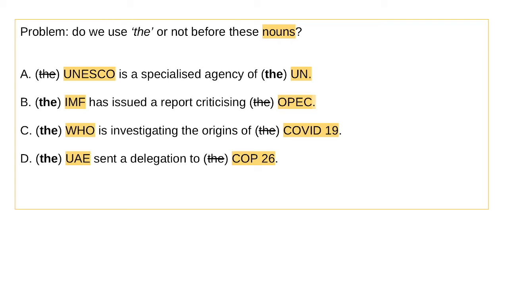So here is the answer. Sentence A, UNESCO is nothing. The UN, we say the. Sentence B, we say the IMF, but OPEC is nothing. Sentence C, we say the WHO, the World Health Organization. COVID is nothing. And finally in D, we say the United Arab Emirates, but COP26 is nothing. So we need to understand what's going on.